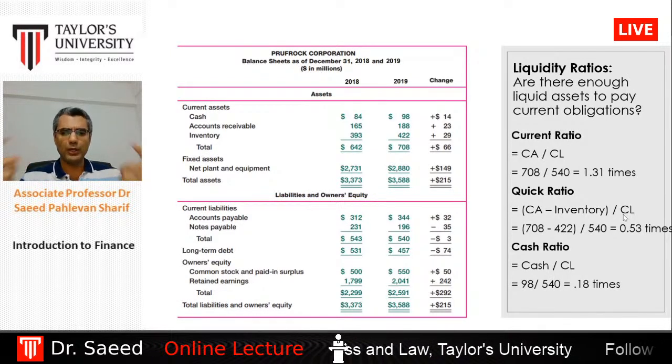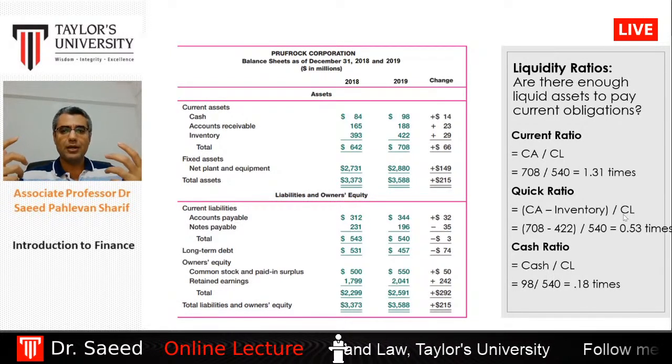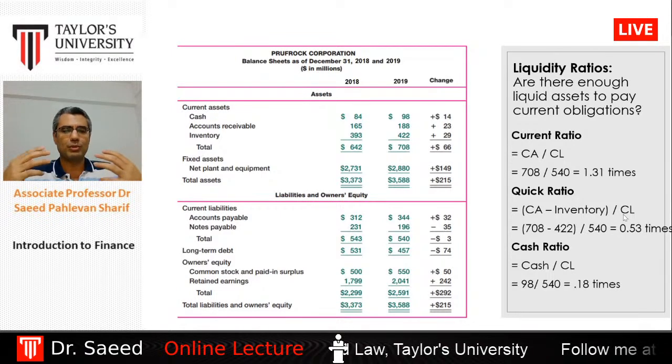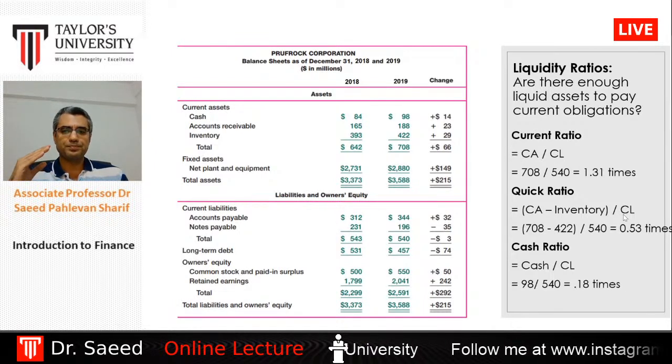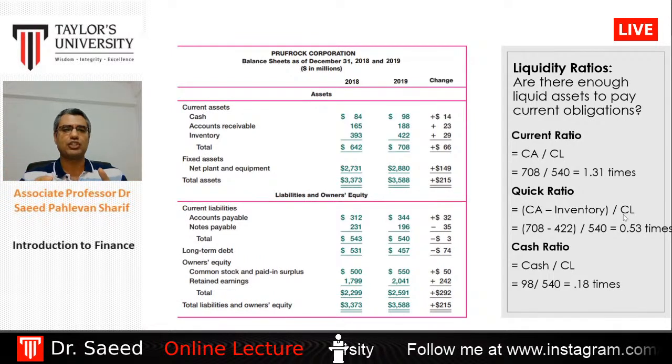Now you may ask, why do we need the cash ratio? Because sometimes we want to know, if we quickly want to cover the current liabilities, how successful we can be. So we deduct everything from current assets and only focus on cash. Cash is the most liquid one, right? So a very short-term creditor may be interested in ratios like the cash ratio, right?